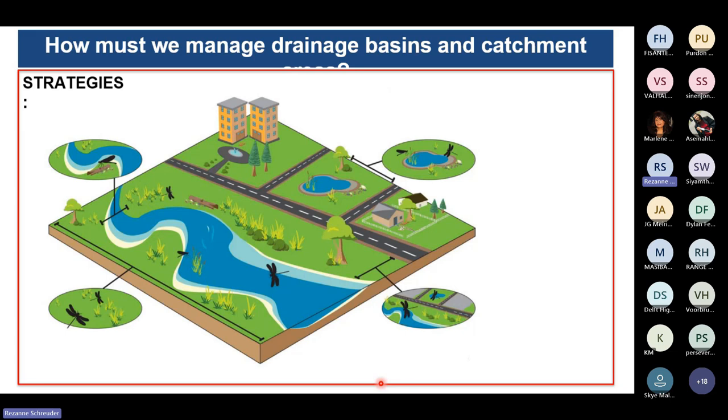We can't just build in our catchment areas. We need to be very specific and look at what we are doing to the natural environment. And that's our role as geographers, is yes, we have to provide for the humans and for individuals. However, we need to have a balance between nature as well as humans. And recently, humans have become quite greedy. So let's have a look at different strategies.